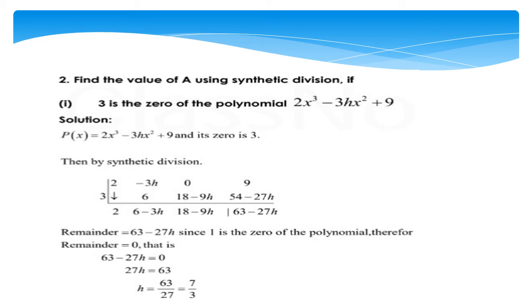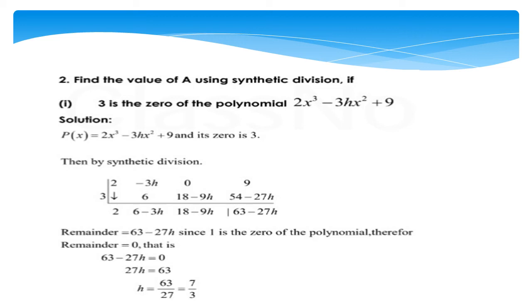Again multiply 3 by 6 minus 3h, the product is equal to 18 minus 9h. Write down the 0 and get 0 plus 18 minus 9h, which is 18 minus 9h. Again multiply 18 minus 9h by 3, then get 54 minus 27h, and add 9 to get 63 minus 27h. The remainder is 63 minus 27h.